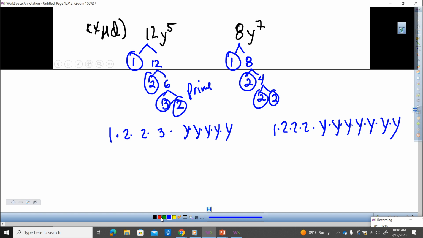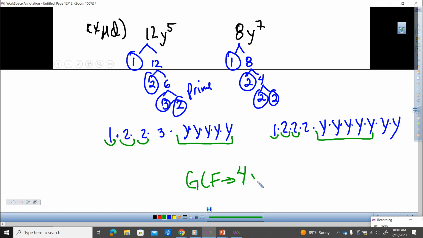So, what do they have in common? Do we have a 1? Yes. Do we have a 2? Yes. Do we have another 2? Yes. What else do we have? How many y's do both have in common? 5 of them. Okay. So, my GCF is, what is 1 times 2 times 2? 4, and then y to the 5th power.